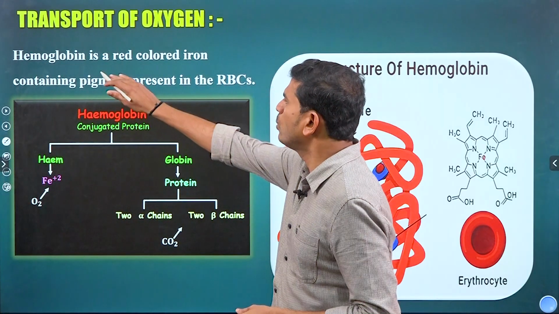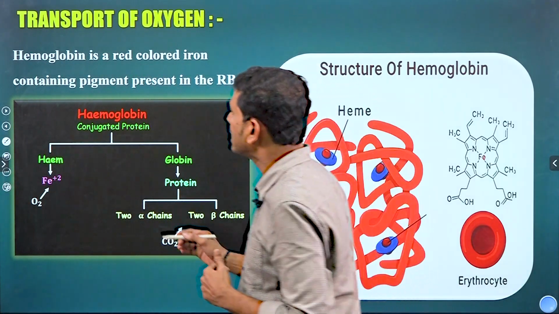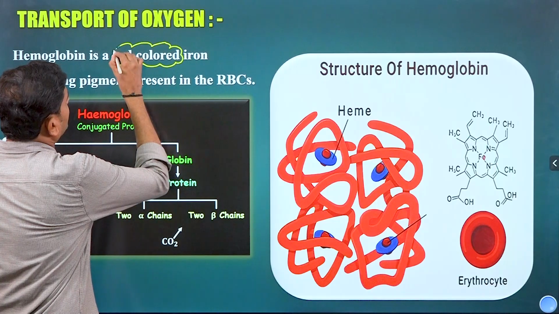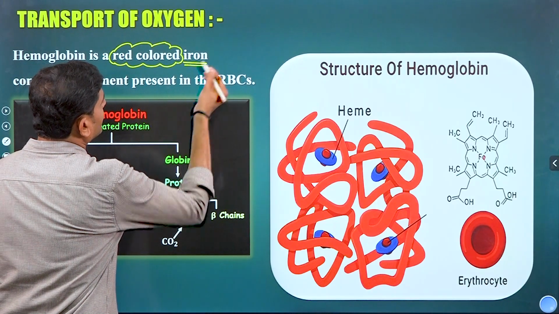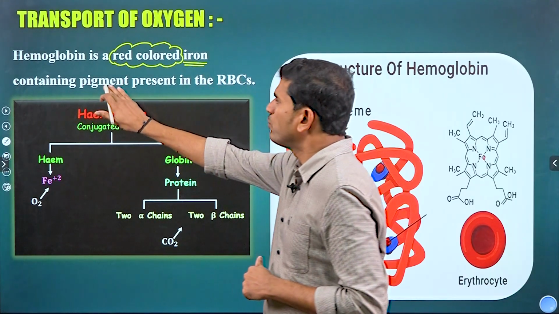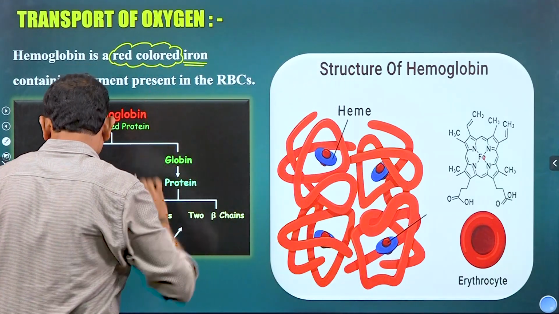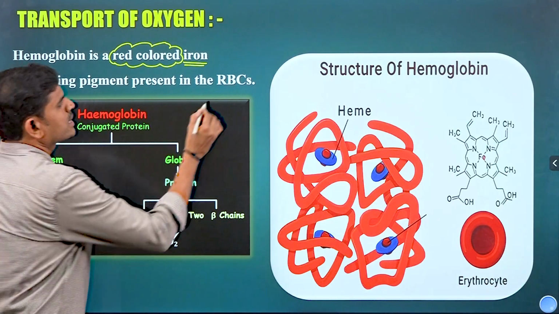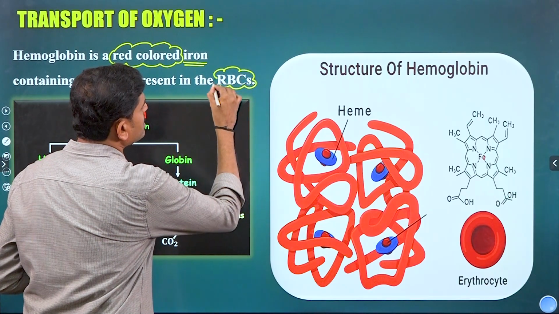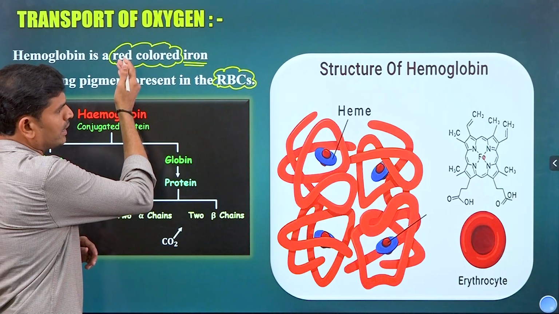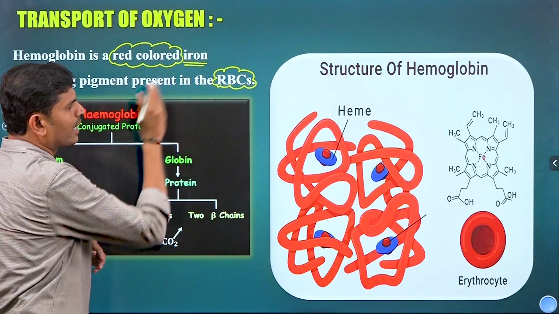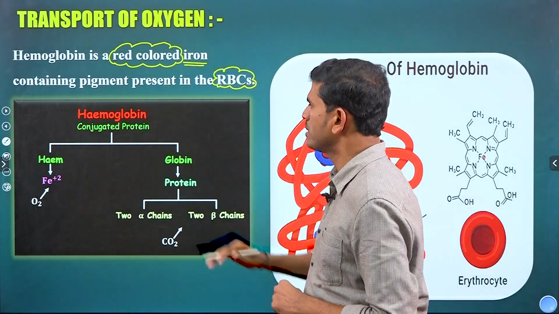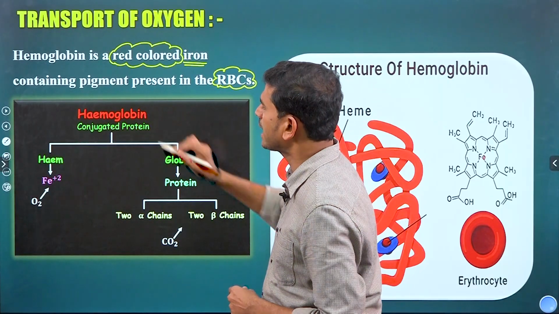Hemoglobin is a red color, iron containing pigment. It is a conjugated protein pigment present in the RBCs. Due to the presence of this red pigment, RBCs are red in color and blood is red in color. That's why blood is known as a red river. This hemoglobin is a conjugated protein.